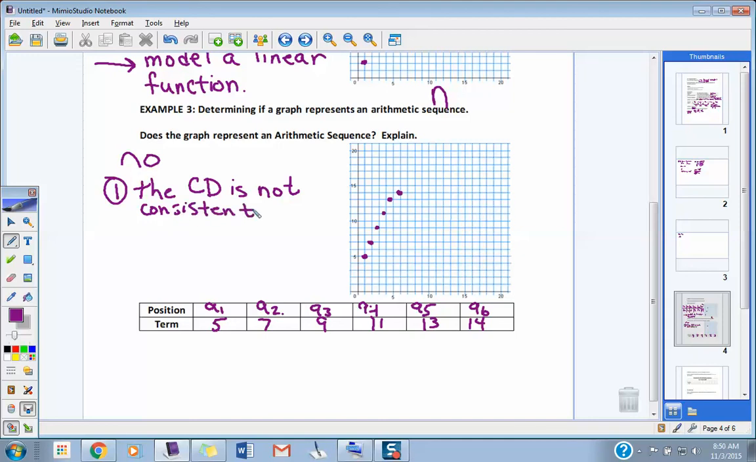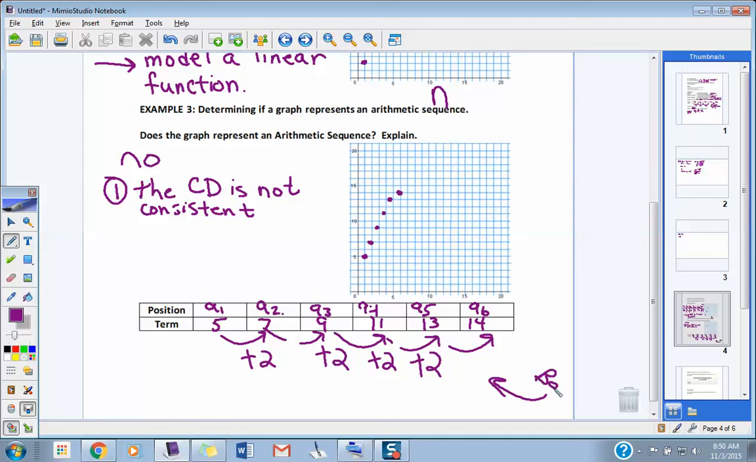So what she's saying is, hey, 5 up to 7, plus 2. 7 to 9, plus 2. We're still good, right? 9 to 11, plus 2. 11 to 13, plus 2. Finally, right here, this is bad. All of a sudden, the common difference is what? Okay, that's a problem.